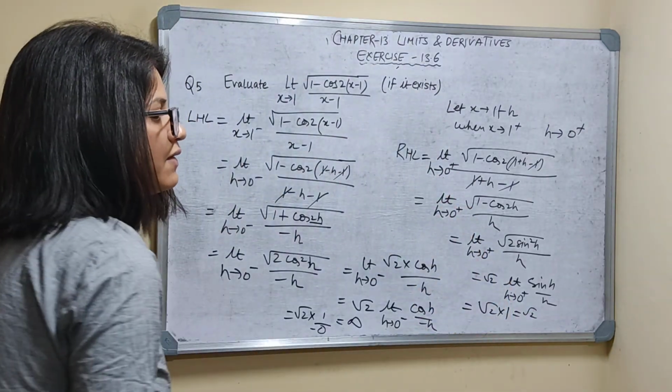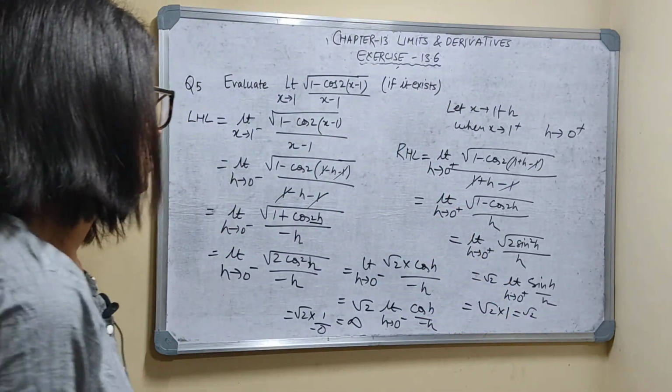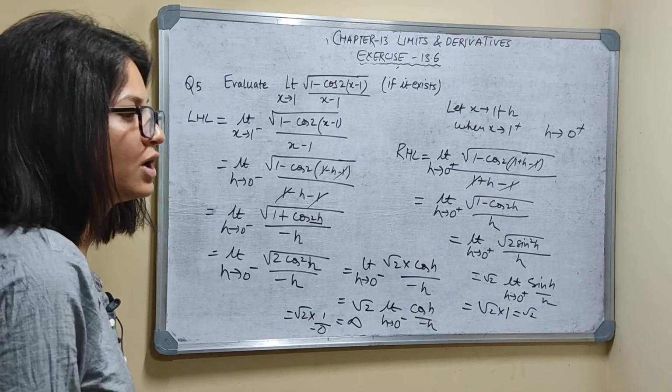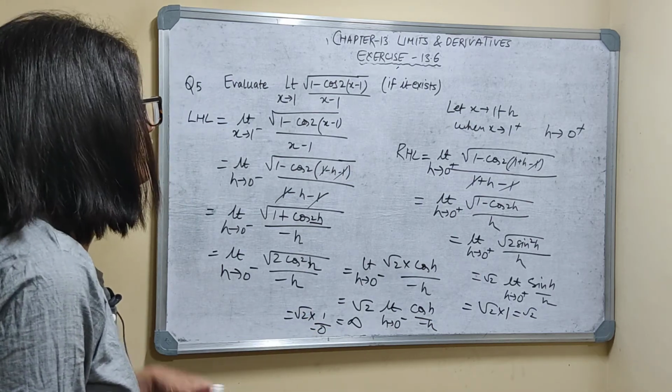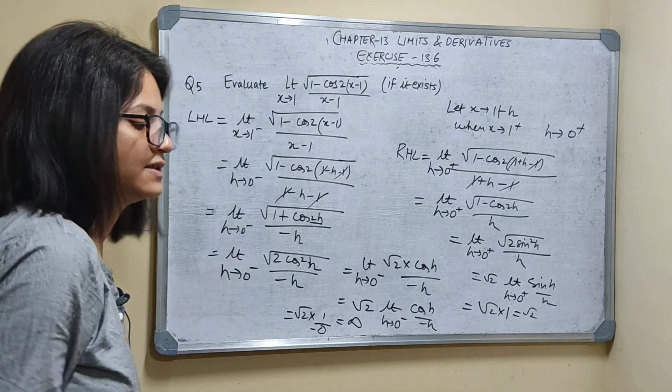Here the right hand limit we are getting is root 2, and the left hand limit is infinity. Both are not equal, and first of all it is infinity, so we can't calculate. So we can say the limit does not exist. Thank you.